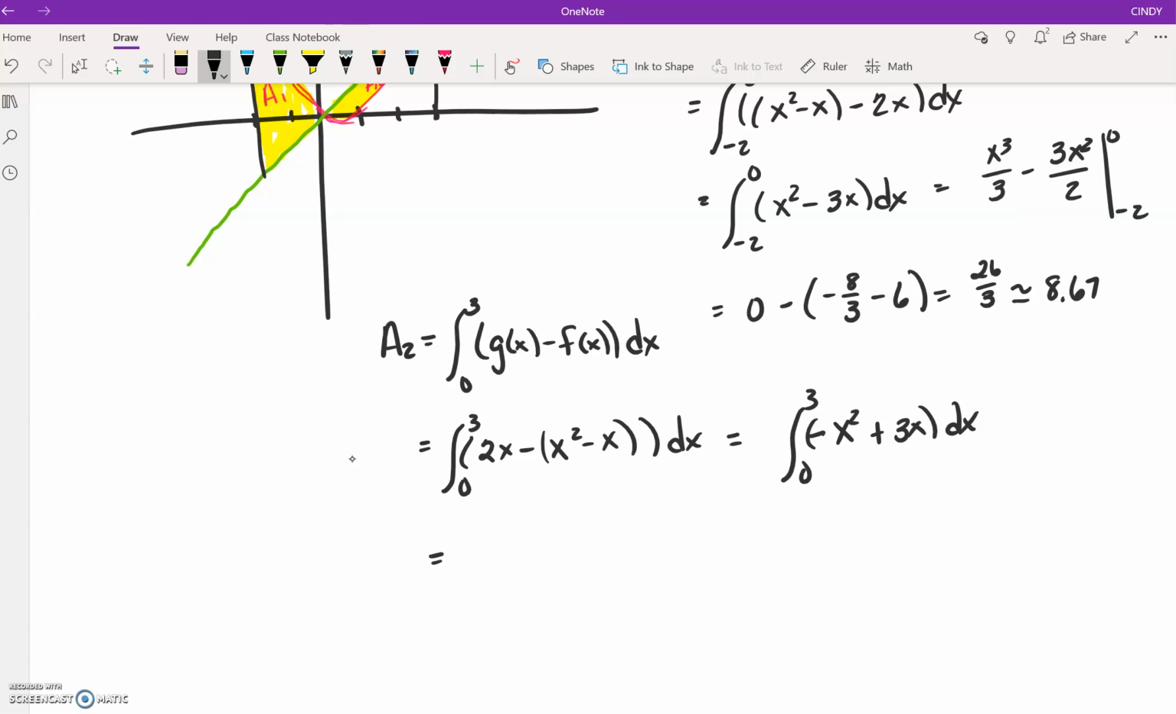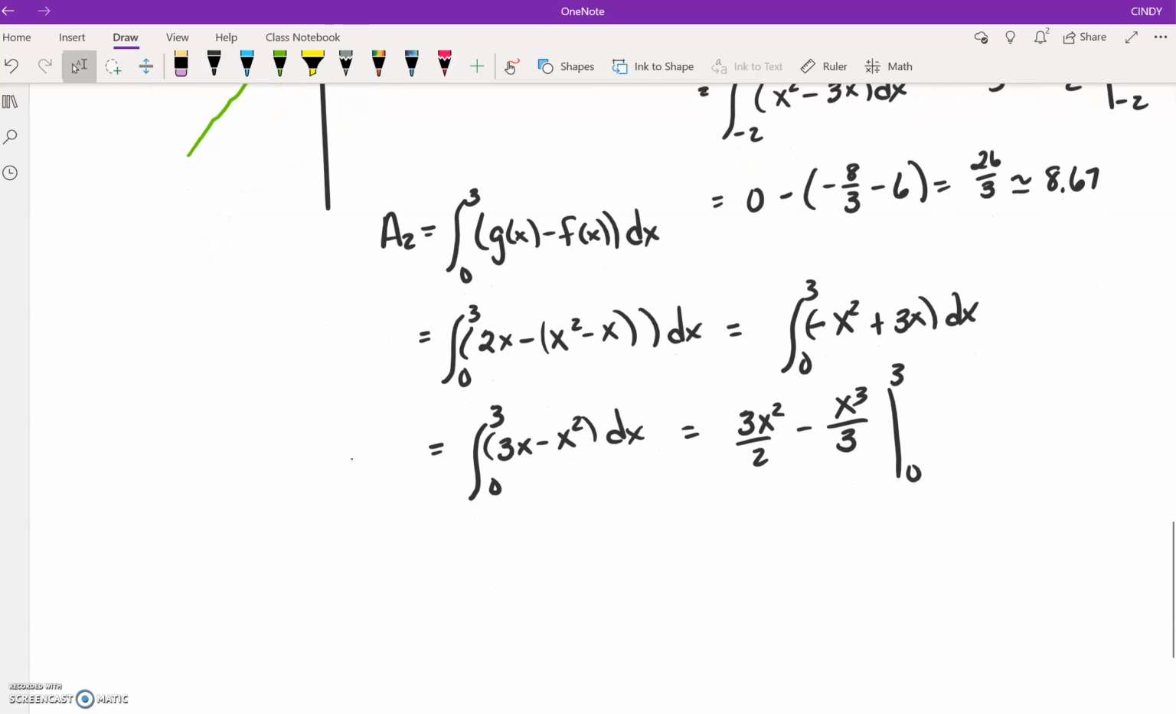Okay, might be easier if we swap those around. So let's do the integral between 0 and 3 of 3x minus x squared dx. That's maybe a little easier. So I get 3x squared over 2 minus x cubed over 3, and I'm going to evaluate between 0 and 3. Okay, this time I get 27 over 2 minus 27 over 3, which is 9/2.